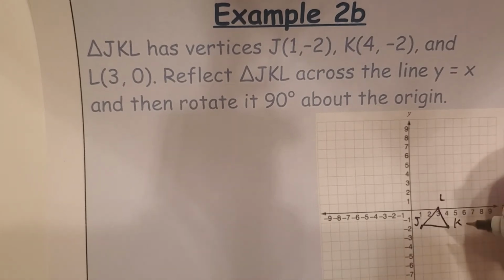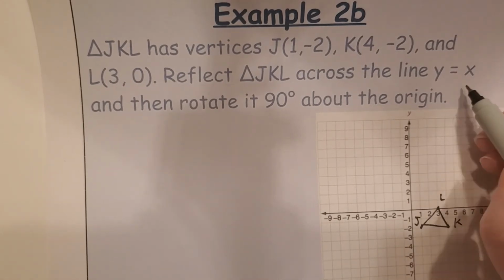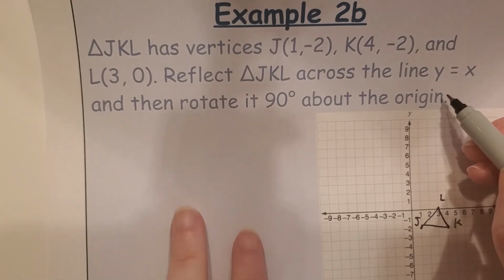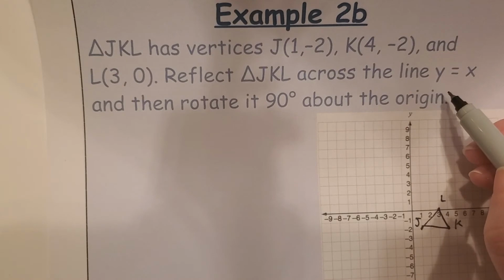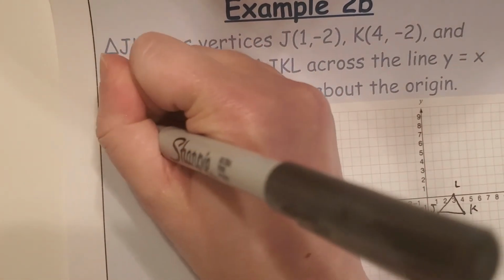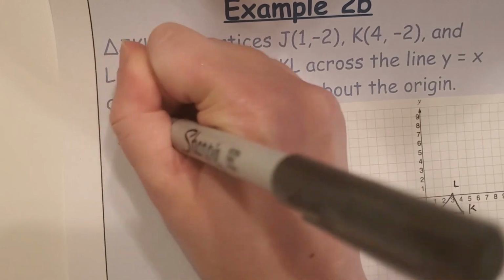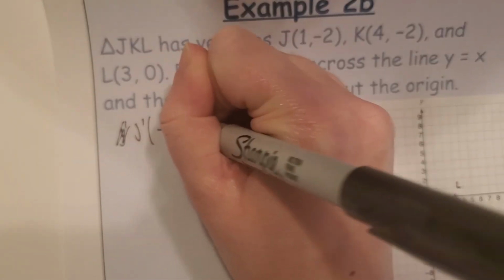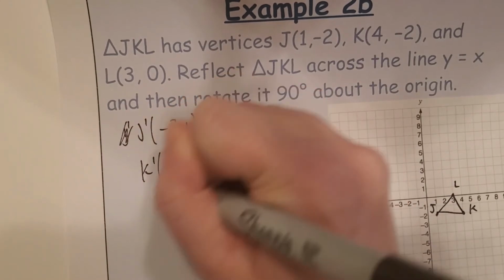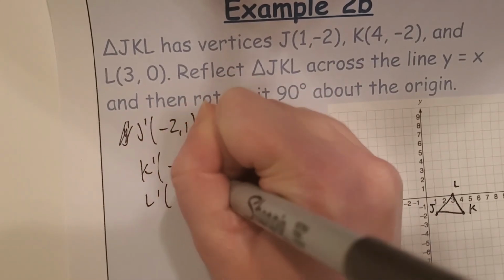Okay. When you reflect across this line, y equals x, all you're doing to all the coordinates is just switching the values. So y becomes x and x becomes y. So J prime is going to be -2, 1. K prime is -2, 4. And L prime is 0, 3.